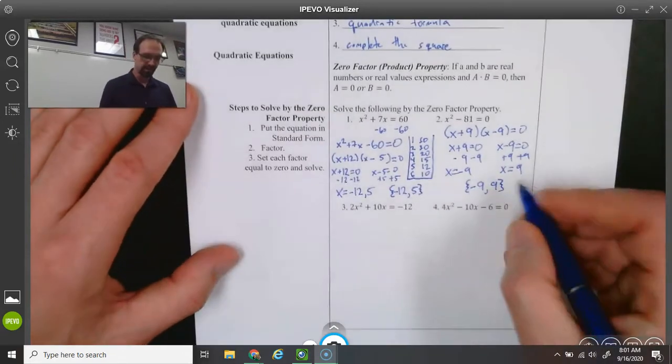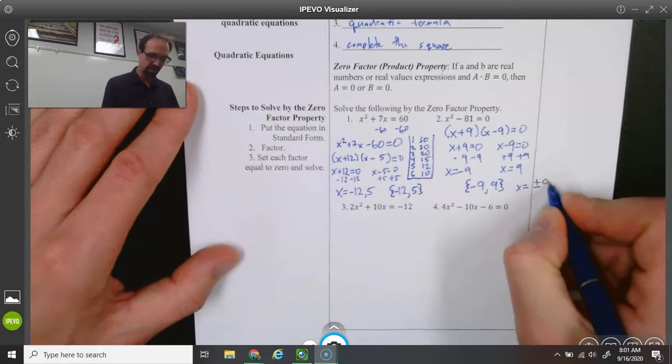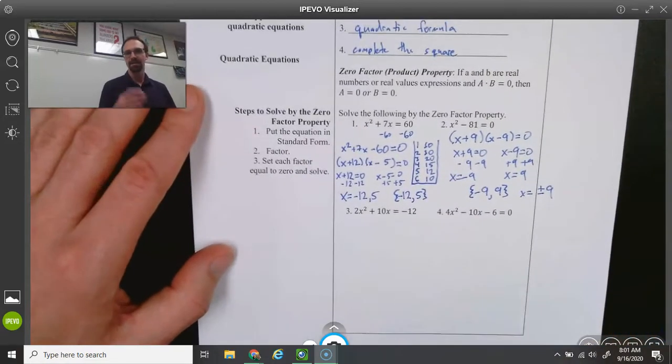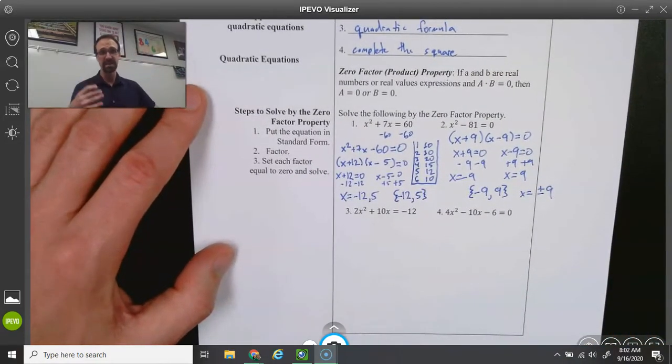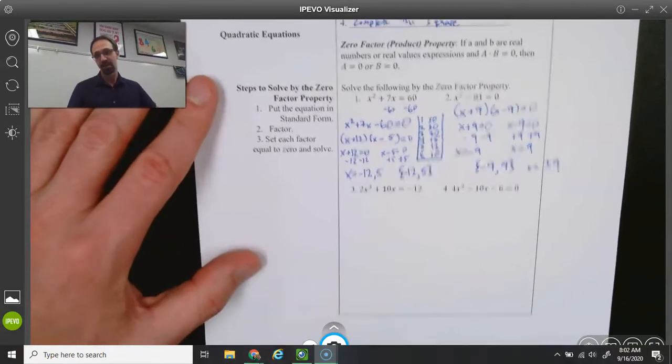You also might see this written as x equals plus or minus 9 like that, where it has the equal sign and then plus minus because it's the same number. That is a common way to see it as well.